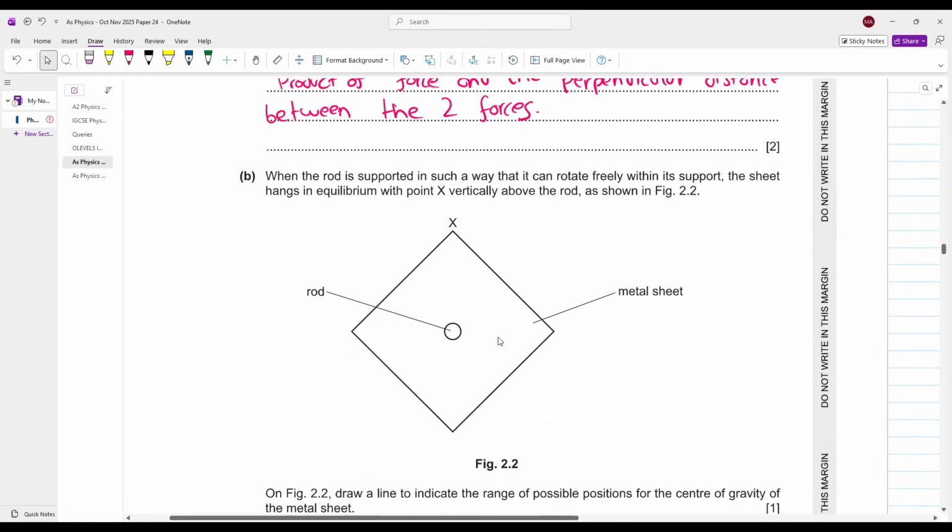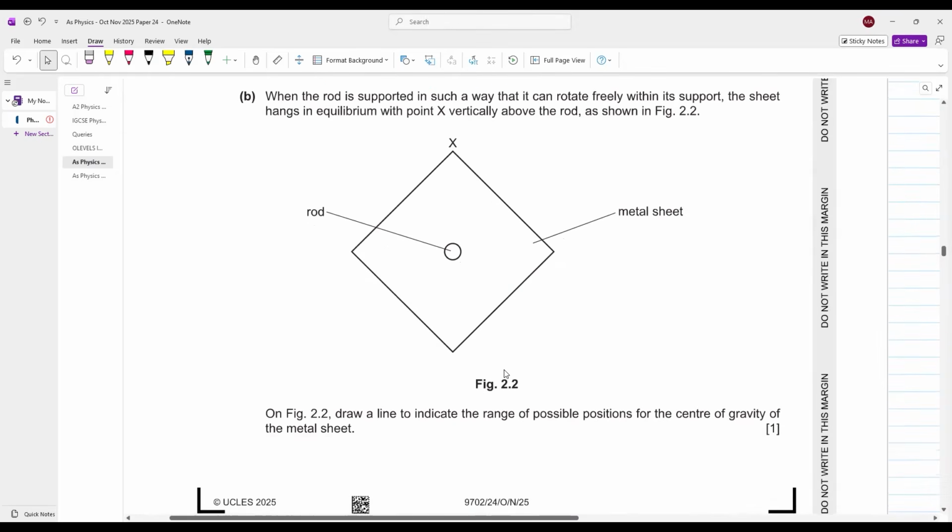When the rod is supported in such a way that it can rotate freely within its supports, the sheet hangs in equilibrium with point X vertically above the rod. Point X क्या है? Vertically above the rod, as shown in figure 2.2. Perfect. On figure 2.2, draw a line to indicate the range of possible positions for the center of gravity of the metal sheet. बेटा, हमने बताना है कि सेंटर ऑफ ग्रेविटी ऑफ मेटल शीट कहाँ कहाँ लाई कर सकती है.